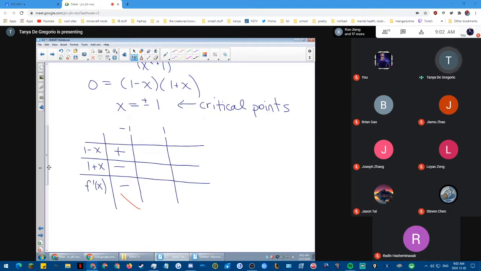What about next? Think about 0. 0 is between -1 and 1. So what's happening here? Positive and positive. So the overall result is positive. We have an increase in function. And now when x is greater than 1, so you can think about 2, what do we notice? Good. And so again, we're decreasing. So for my intervals here, I'm increasing between -1 and 1, but everywhere else, I'm decreasing.